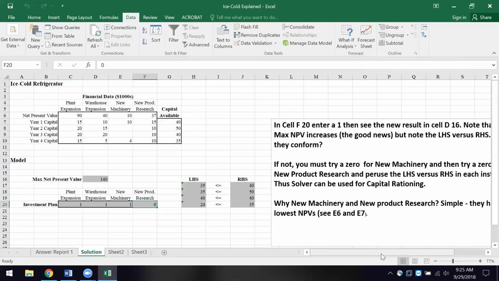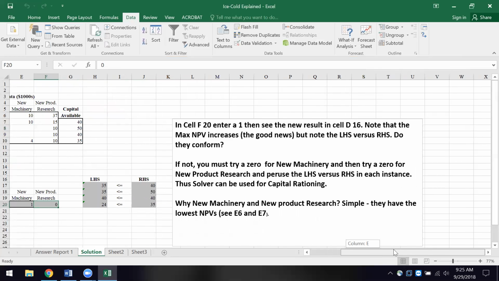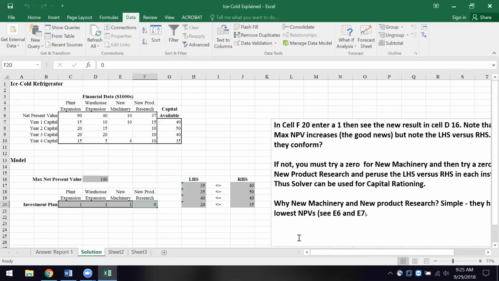Now, as I explained, why would I do some work with new machinery and the product research? They've got the lowest NPVs. Now, if you don't believe me, you can see E6 and E7.